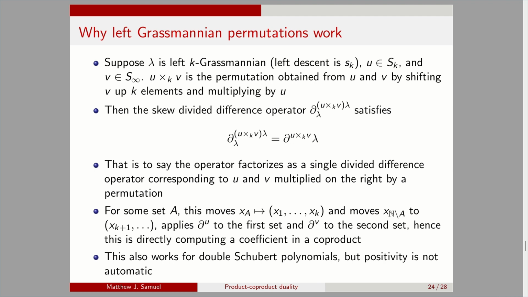So this automatically gives you positivity for ordinary Schubert polynomials, but for double Schubert polynomials it does not, which is why we are focusing on ordinary Schubert polynomials at this time.